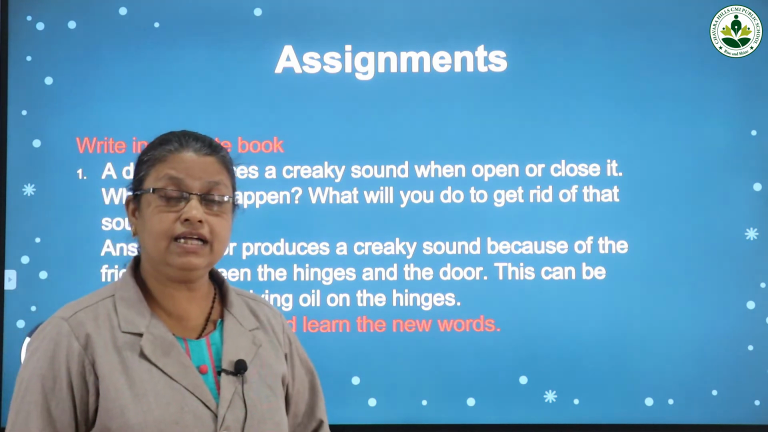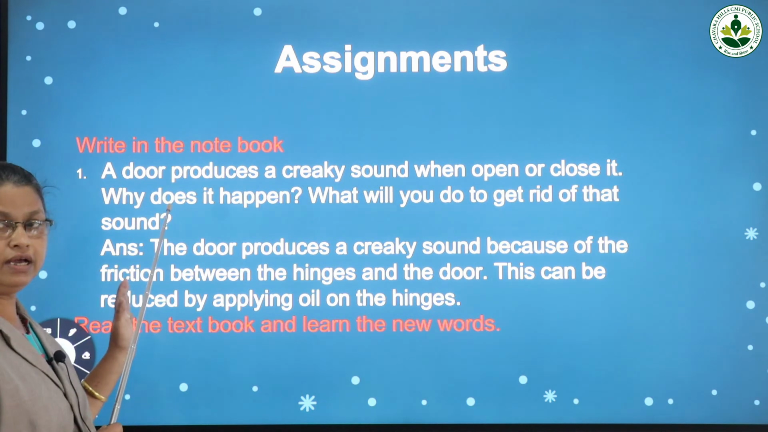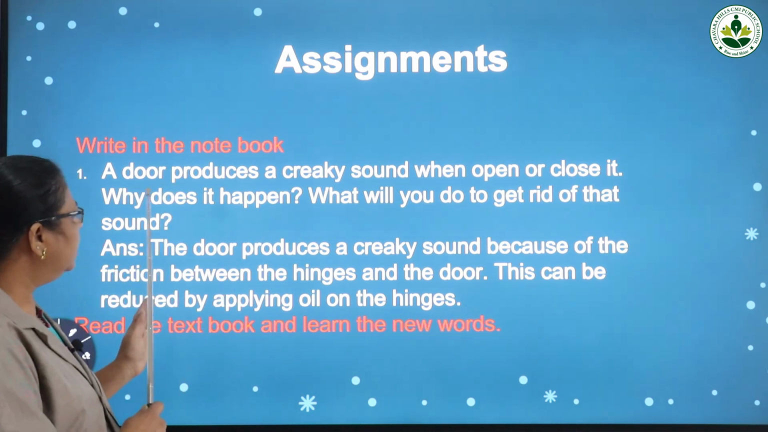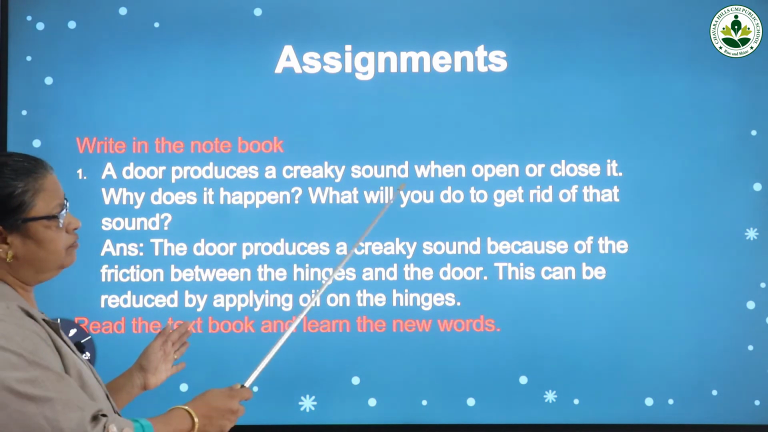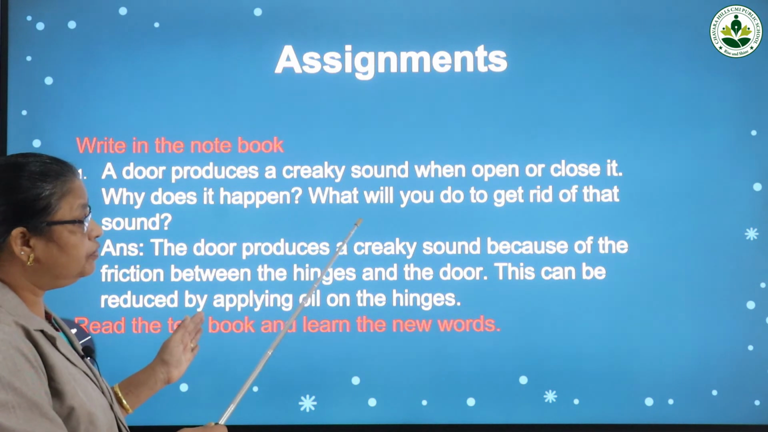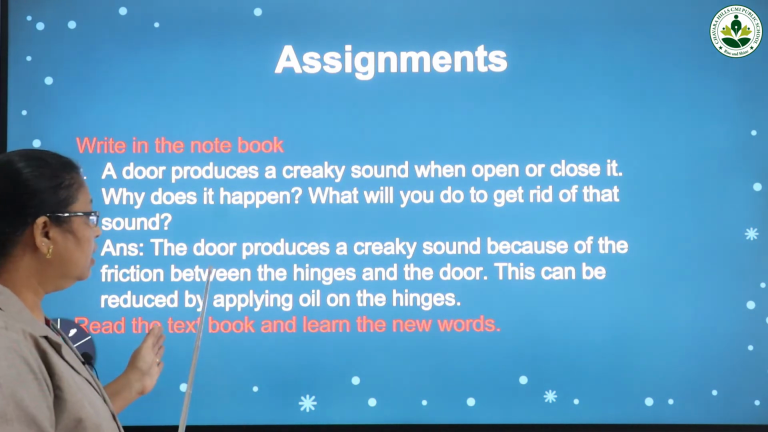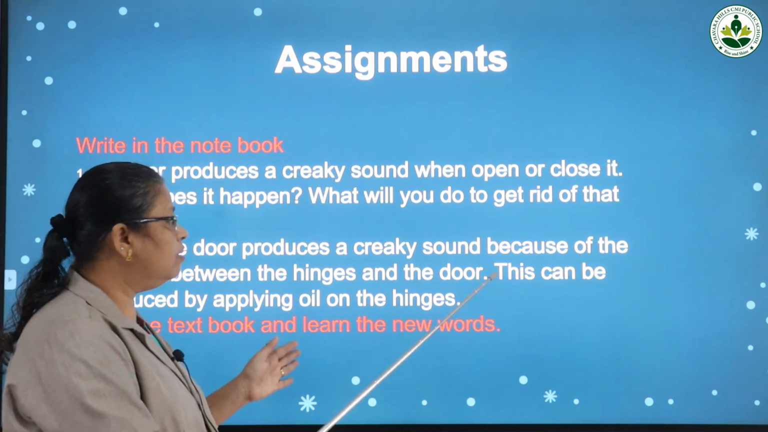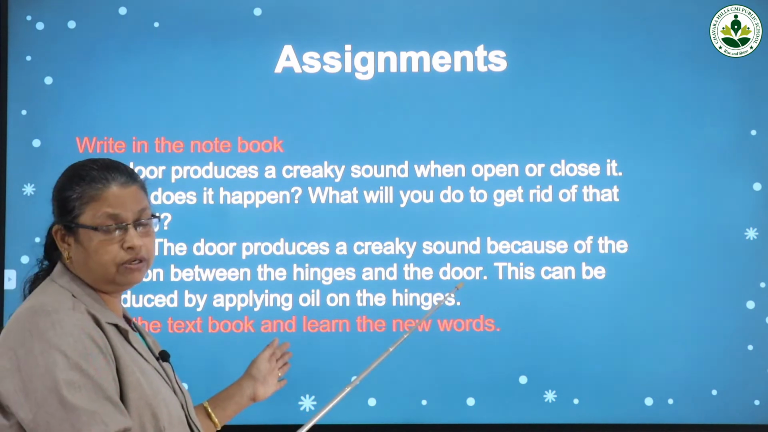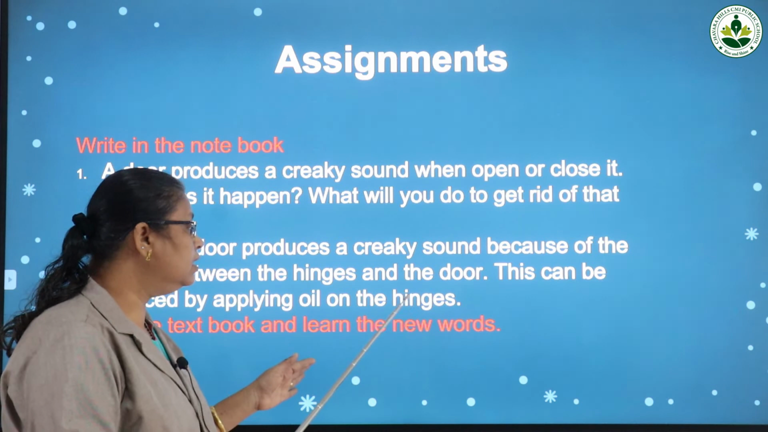So, let us see the assignments of today. First one, there is a question and you have to write the answer of this in your notebook. A door produces a creaky sound when open or close it. Why does it happen, and what will you do to get rid of that sound? The door produces a creaky sound because of the friction between the hinges and the door. This can be reduced by applying oil on the hinges.